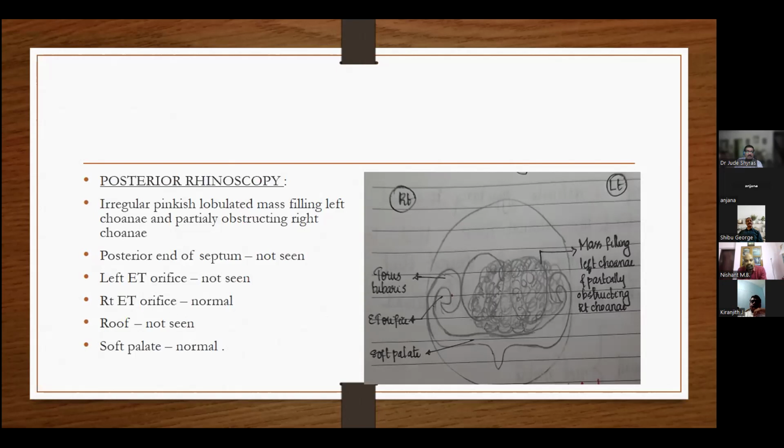What is the practical difficulty in visualizing the nasopharynx in posterior rhinoscopy? Sir, the soft palate would be obstructing the view of the nasopharynx. Contraction of the soft palate is a practical difficulty. So how do you avoid contraction of the soft palate during posterior rhinoscopy? Ask the patient to breathe through the nose. That's it. Very good. Ask the patient to breathe through the nose. Okay.